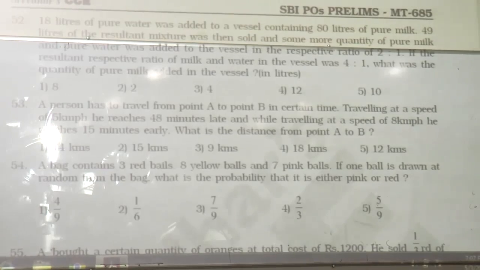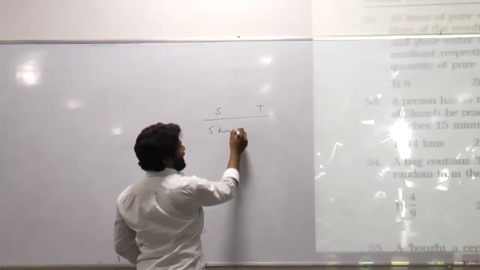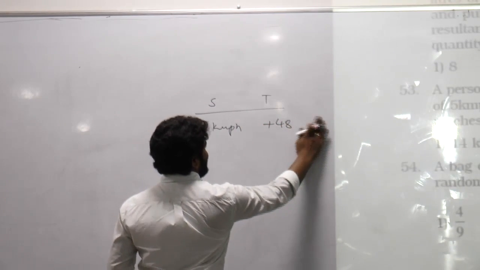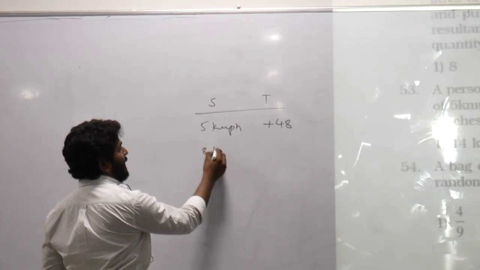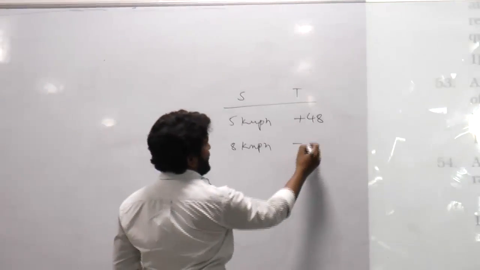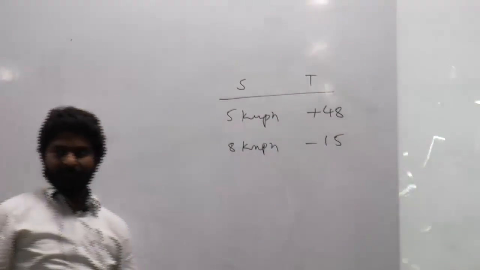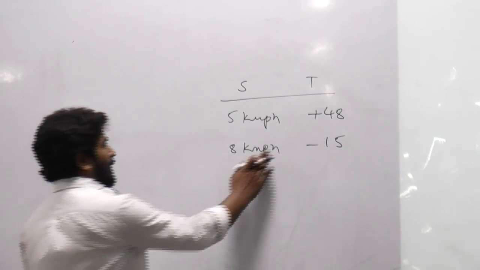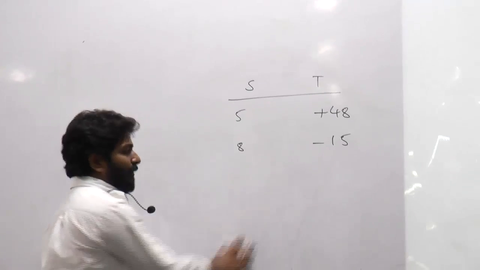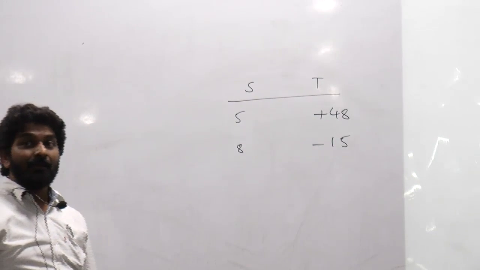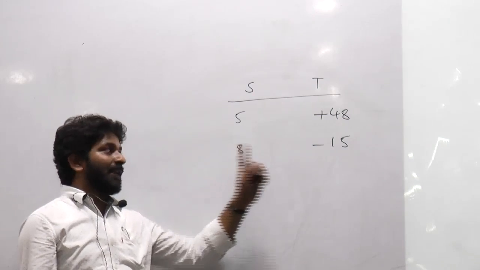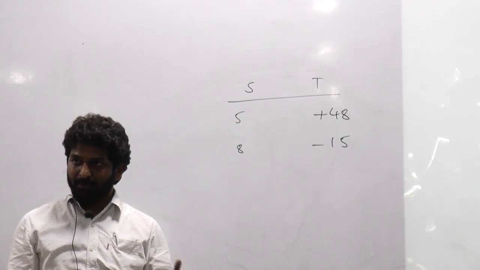Right. We have speed and time. Moving with 5 km per hour, he is 48 minutes late. And moving with 8 km per hour, he reached 15 minutes early. Late is plus, early is minus. Now whenever speed and time are given, I have asked you to go for the inversely proportional rule. Remember, whenever speed and time are involved, go for the inversely proportional rule.